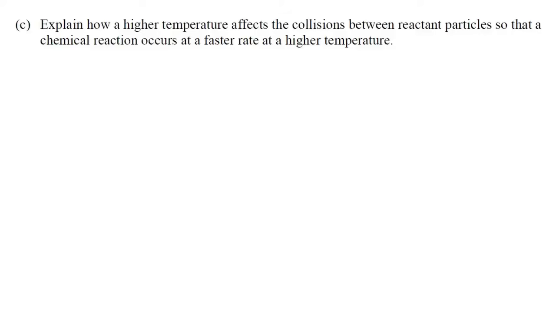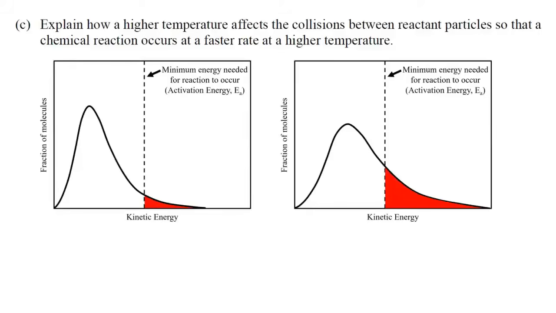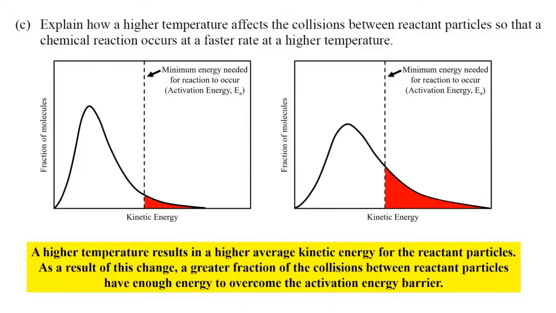Let's go ahead and shade in that area under the curve for the lower temperature and the higher temperatures. This is a good visual that at a higher temperature, hopefully you can see pretty clearly from the way I've shaded that area to the right of the vertical dashed line, the activation energy, that a higher temperature results in a higher average kinetic energy for the reactant particles. And as a result of this change, a greater fraction of the collisions between reactant particles have enough energy to overcome the activation energy barrier.